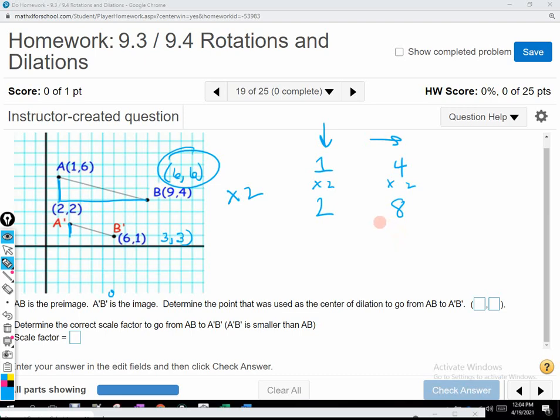So the dilation factor from AB to A prime B prime, just make sure we understand this. I was going from the smaller one to the bigger one in everything I wrote here, right? But they want you to go from AB to the smaller one. So what is that scale factor actually going to be here? 1/2. Okay? Order matters when we're doing that comparison of similar shapes.